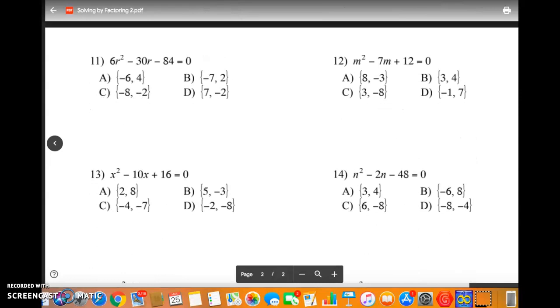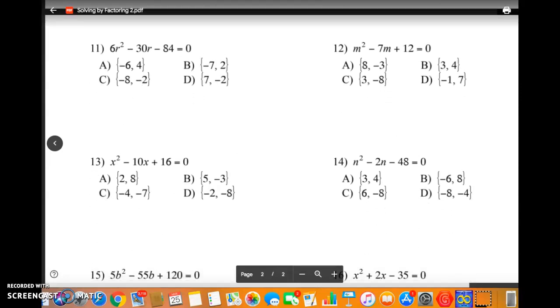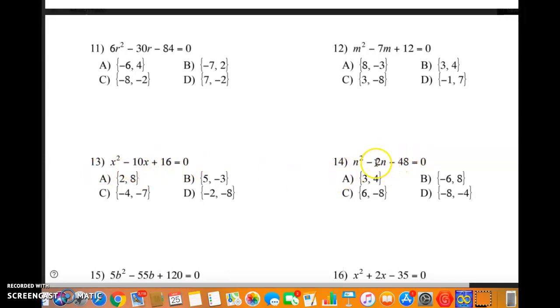Now these other ones are a little tougher because these are all the old factoring methods. Just off the top of my head, I can see number 12 has no number in front. This is the easy factoring. What multiplies to 12 and adds to negative 7, and then you solve like the previous problems. Same thing for 13. What multiplies to 16 and adds to negative 10. What multiplies to negative 48 and adds to negative 2. These are all the simple factoring ones.